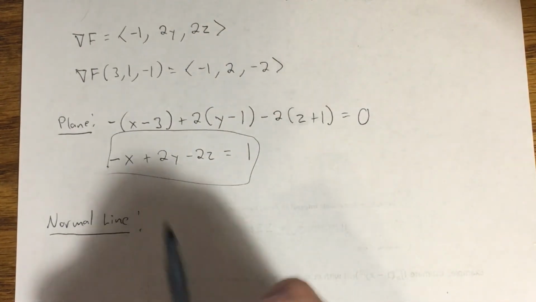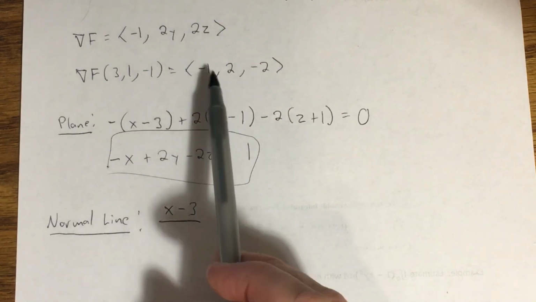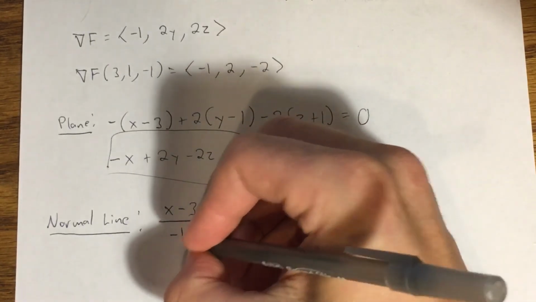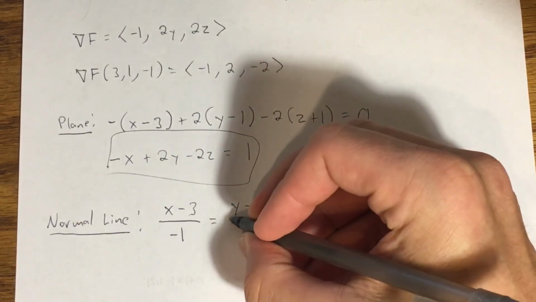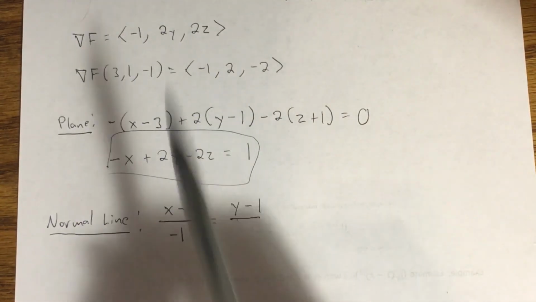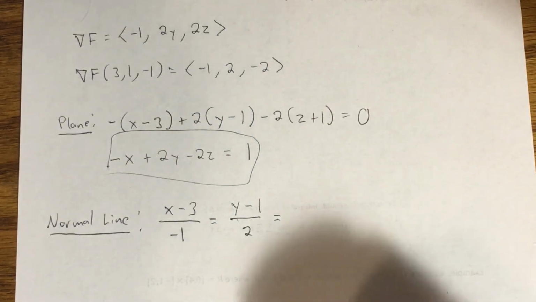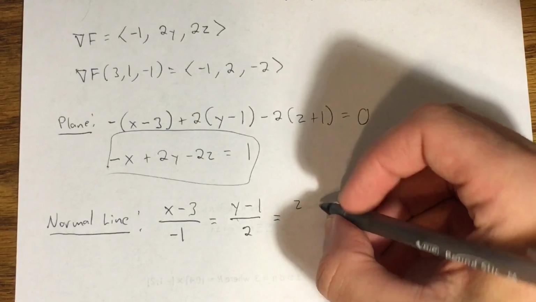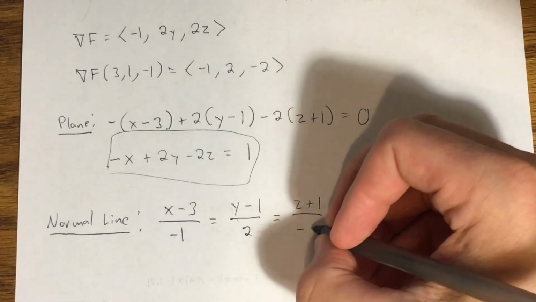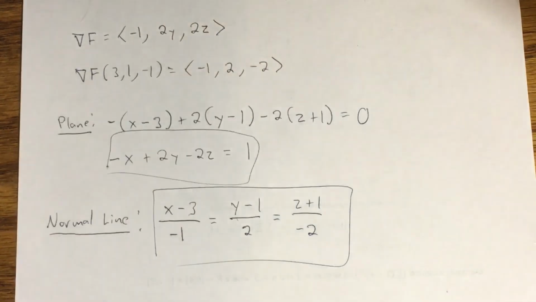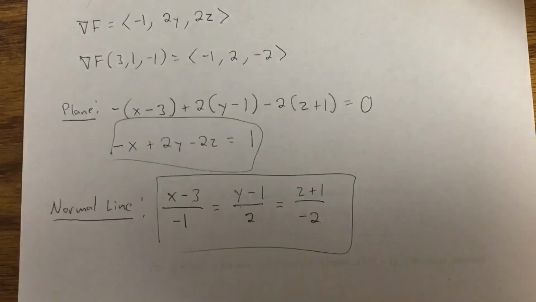So we're going to have, here's my x minus x naught, x minus 3 over fx, which is -1, equals y minus y naught, which is y minus 1, over fy, which was 2, equals z minus z naught, which is z plus 1, as we've seen, over fz, which we got -2 for. And there we have the symmetric equations for a normal line. Okay, that's going to wrap it up for 14.6.